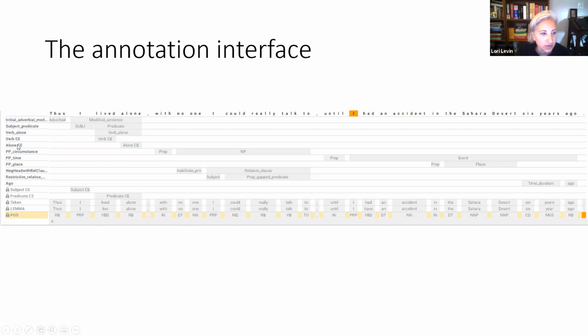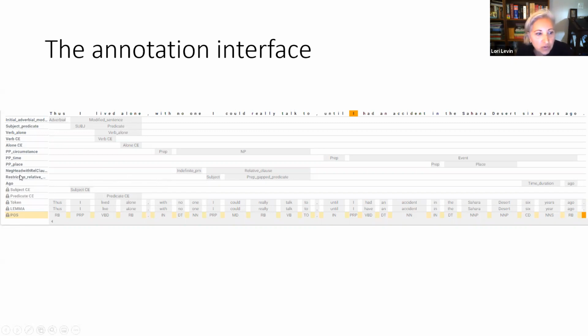The verb C and alone CE shouldn't be there. I should have deleted them. Then prepositional phrase circumstance, prepositional phrase time, prepositional phrase place, negative head with relative clause. I think I meant an indefinite negative pronoun with relative clause, which could have a slightly non-predictable meaning, but I'm not sure yet. A restrictive relative clause and the use of ago are some of the things we labeled. But this isn't a full constructions all the way down analysis.